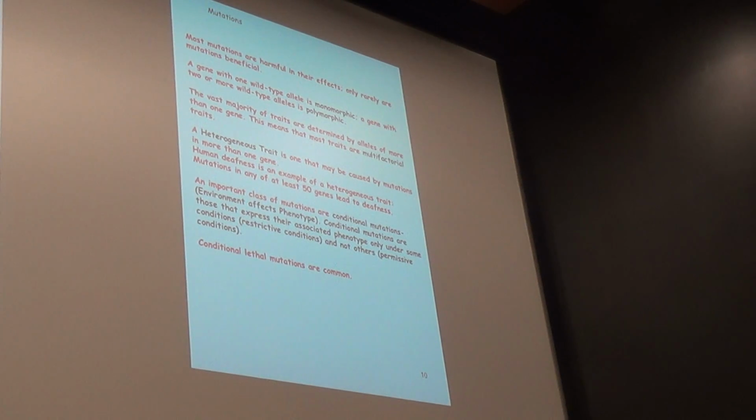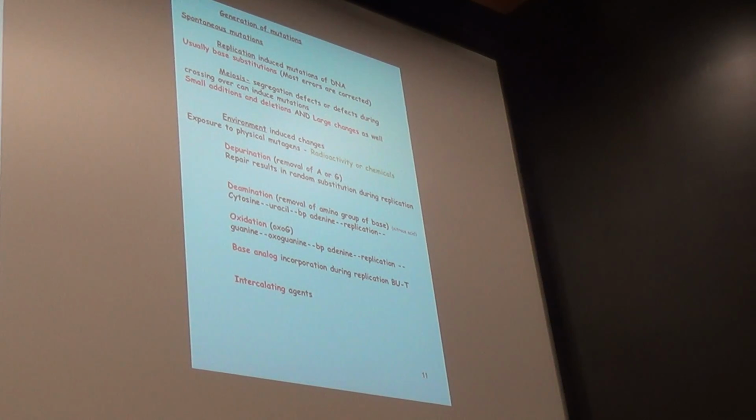So you can survive at one temperature, but you cannot survive at a higher temperature or a lower temperature. Okay. So how do you generate mutations? Well, most of the time mutations are generated spontaneously, and they're caused by defects in the biological processes of cell division. So replication is one step when you induce a lot of different mutations, when you're copying your DNA.